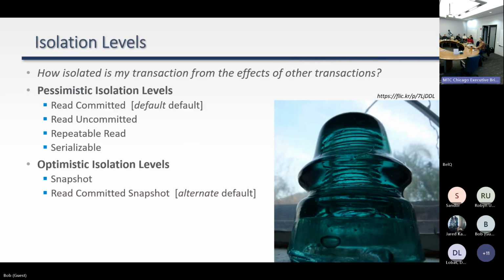Okay. So again, we're going to start with pessimistic and optimistic. An isolation level in SQL Server, or in any relational database that supports this, which are most, helps determine how isolated your transaction is from the effects of any other transaction, right? So there are 4 pessimistic isolation levels. You can see them here, I won't read them. And there are 2 optimistic isolation levels.